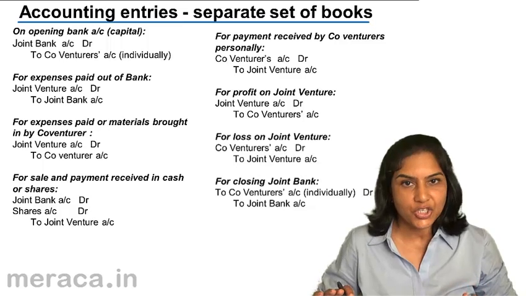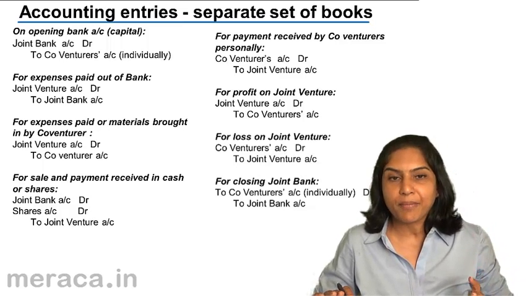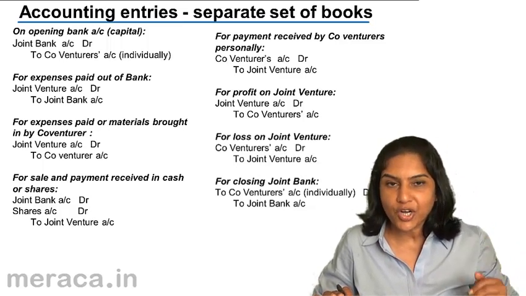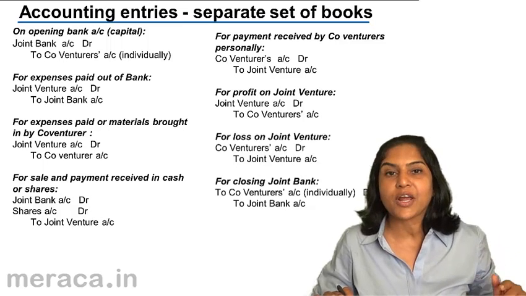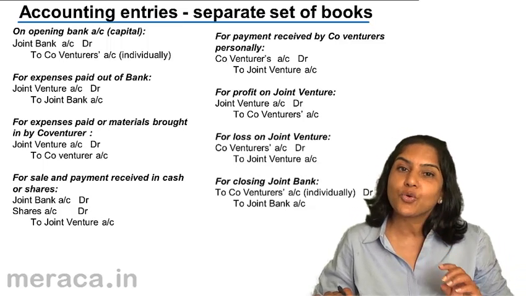Simple entry, very logical. But the only thing we need to remember is what accounts are involved. One is a joint venture account, one is a joint bank account, and one is the personal accounts of the co-venturers.